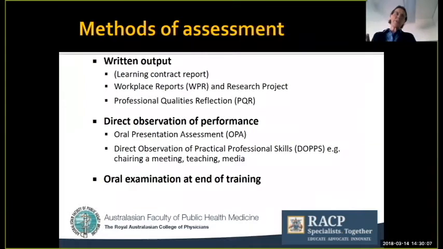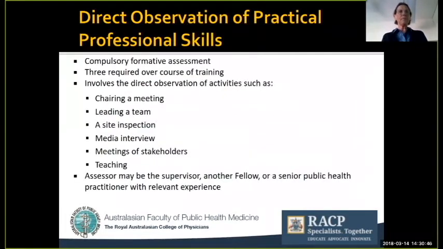So what do we have? We test your writing skills. So the learning contract report is a little bit about that, but the focus for the writing skills is really on the workplace reports and the research project, and I'll talk more about that in a minute, and the professional qualities reflection. And then direct observation of performance, obviously the oral presentation assessment and the DOPS, and then we have the oral exam at the end of training, which again is an assessment of how you think on your feet and how you can structure your ideas, but more about the exam at the end, a bit later.